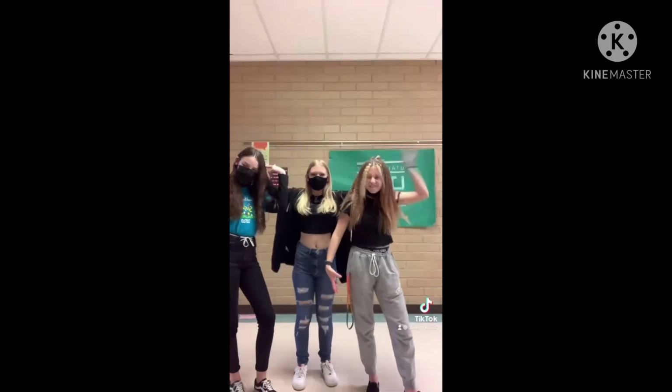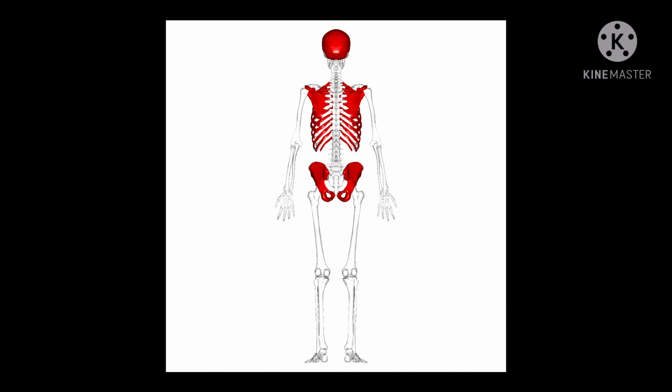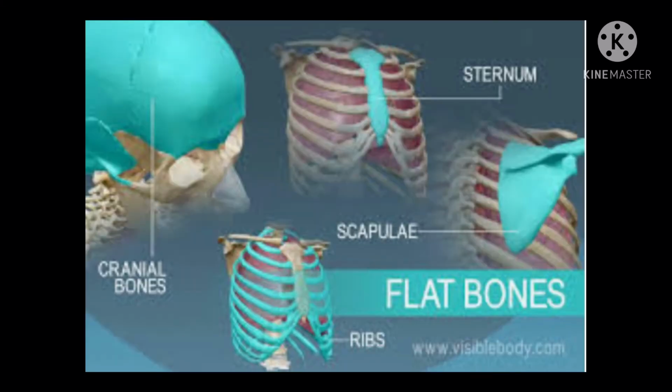These are flat bones. Flat bone's principal function is either extensive protection or the provision of broad surfaces for muscular attachment, like the cranium.